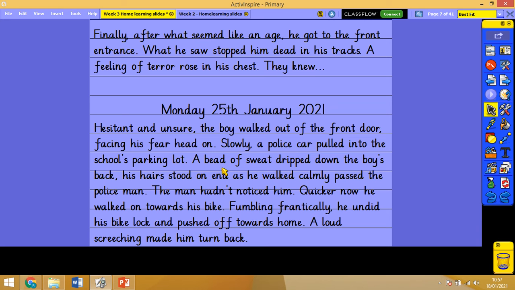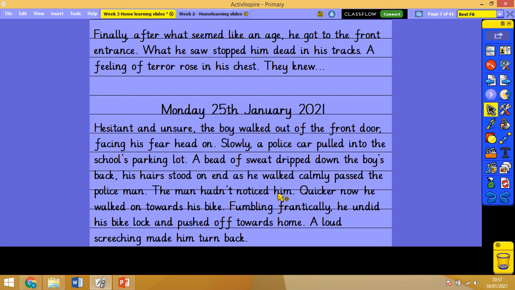A bead of sweat dripped down the boy's back. His hair stood on end as he walked calmly past the policeman. So here I'm using a little bit of show not tell to describe how the boy is feeling as he walks past the police. Obviously he knows what's happened and he thinks the police are there for them. And then I go on with the man hadn't noticed him.